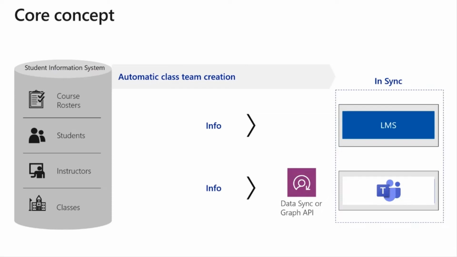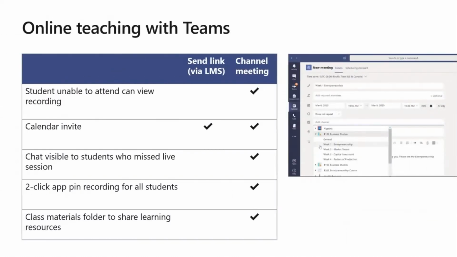As I mentioned, one of the core capabilities of Microsoft Teams is that it has a robust set of online meeting capabilities to support remote and hybrid learning scenarios. And when we have a class team created, that gives us many benefits. I'll give an example here. You have the ability to create two types of meetings within Microsoft Teams. You can do an ad hoc one-off meeting, so that's when you send, say, a few people a meeting invite. That is a meeting in isolation.